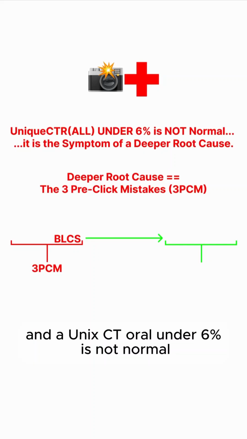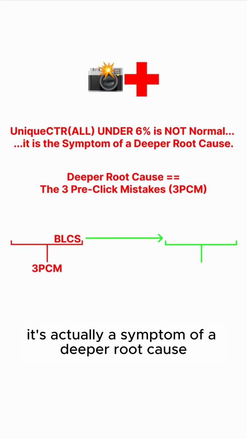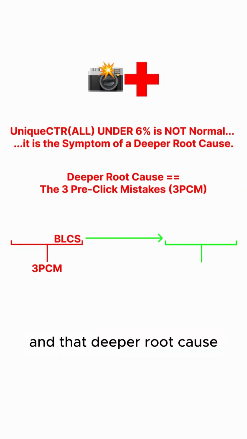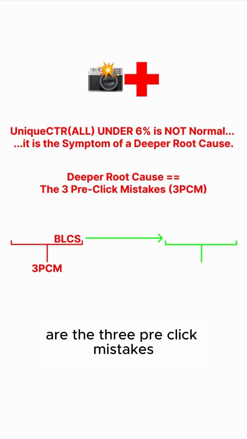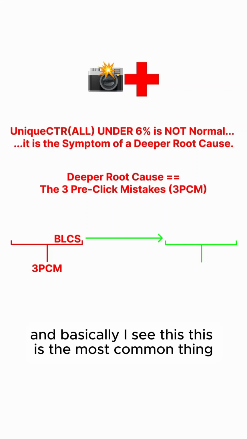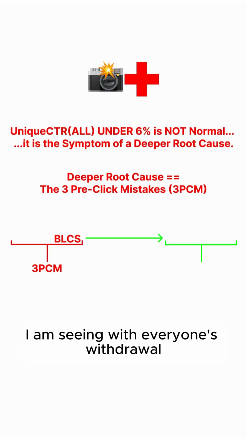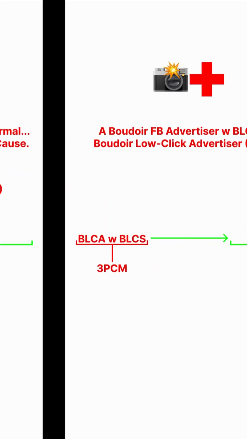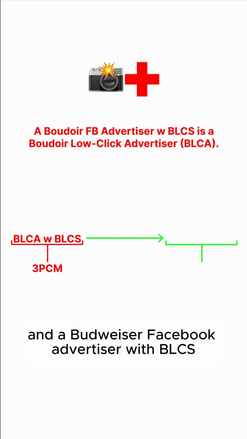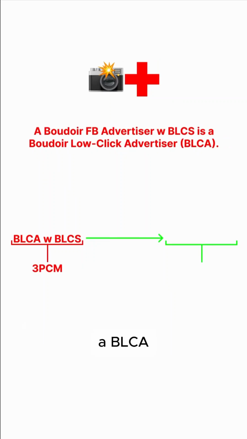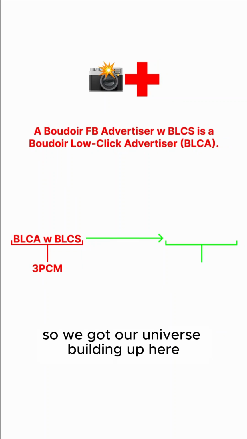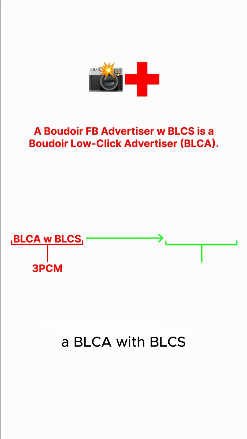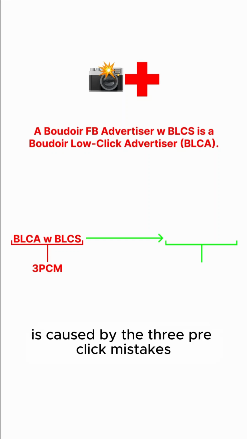And a unique CTR under 6% is not normal. It's actually a symptom of a deeper root cause, and that deeper root cause is the 3 pre-click mistakes. Basically, this is the most common thing I am seeing with everyone's boudoir Facebook ads that I've seen. So it's common, but it's not normal. A boudoir Facebook advertiser with BLCS is a boudoir low-click advertiser, a BLCA. So we got our universe building up here. A BLCA with BLCS is caused by the 3 pre-click mistakes.